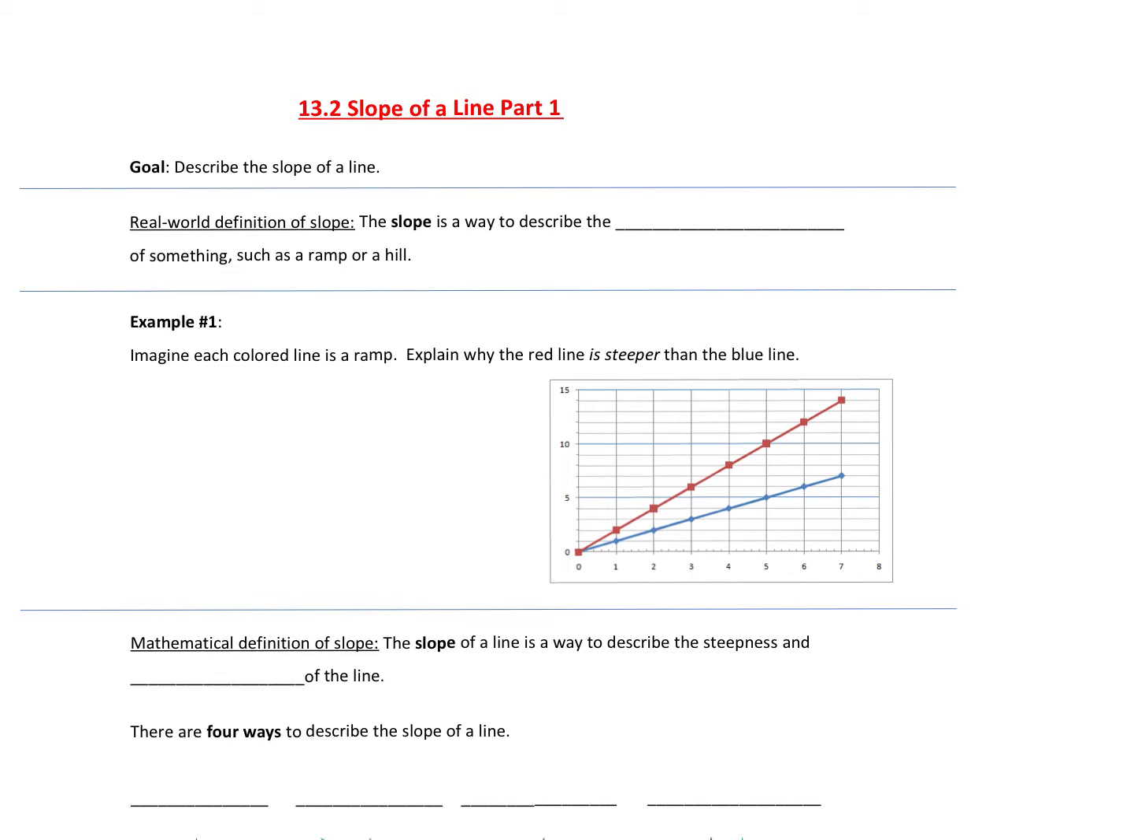The slope is the way to describe the steepness of something such as a ramp or a hill. So slope is something you've used quite a bit before. When you go sledding, you'd be looking for a hill with a big slope, right? So that you can go faster for longer.